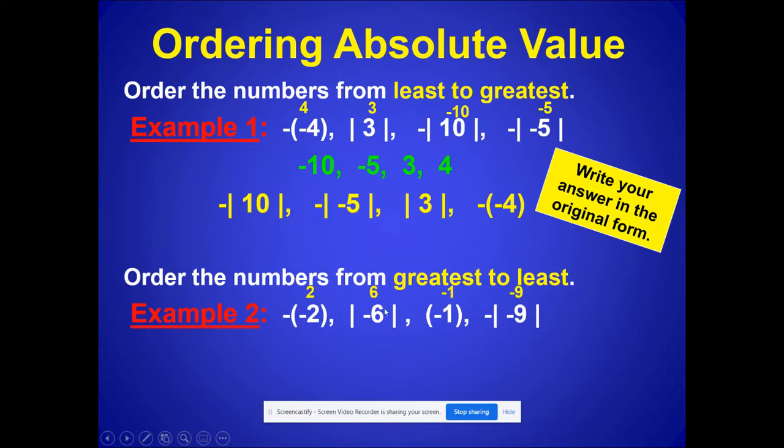I'm going to put these answers in order from this time greatest to least. So my greatest is going to be 6, then 2, then -1, then -9. But I need to write them in the original form for my final answer. So my 6 is going to be the absolute value of -6. Then I have the opposite of -2, then -1, and then the opposite of the absolute value of -9.